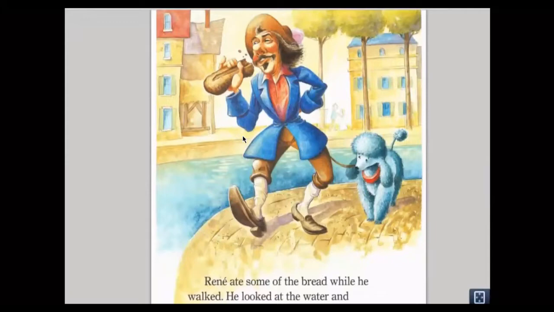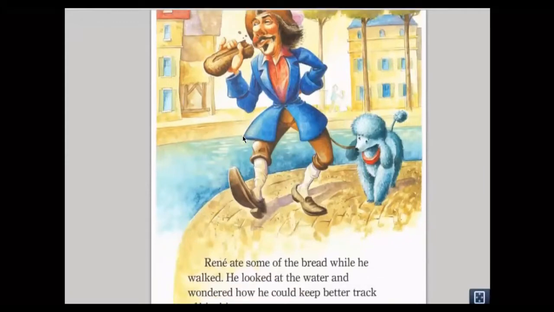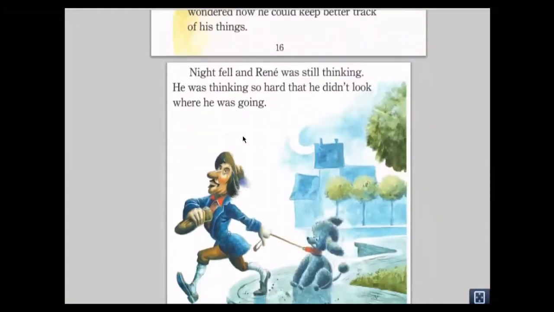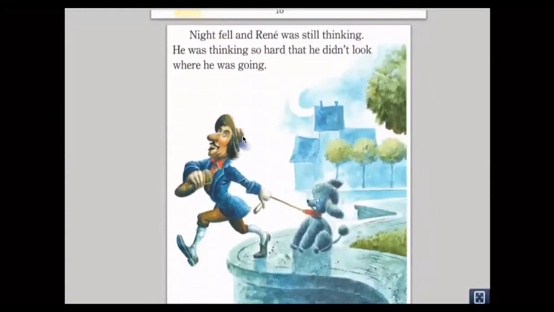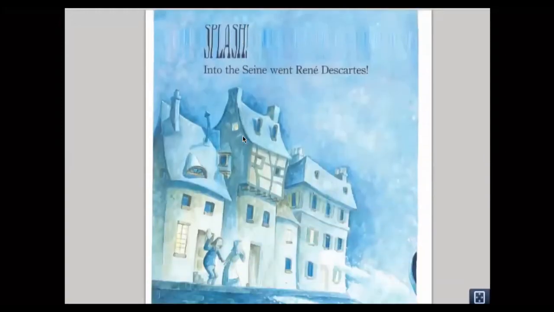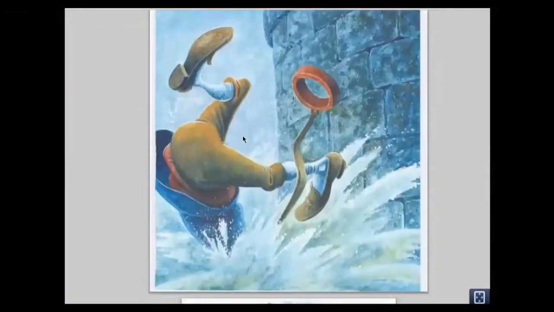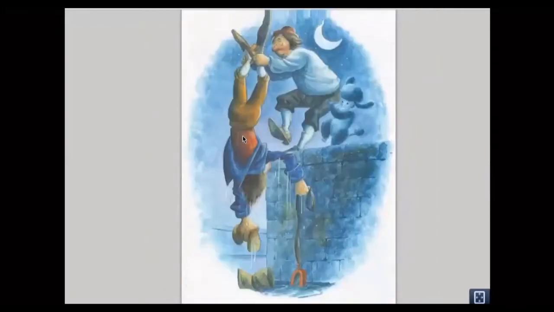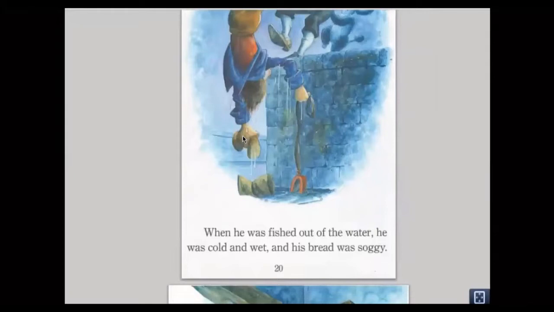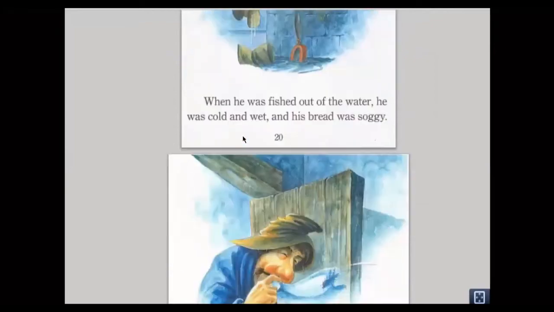René ate some of the bread while he walked. He looked at the water and wondered how he could keep better track of his things. Night fell and René was still thinking. He was thinking so hard that he didn't look where he was going. Splash into the river René Descartes. When he was fished out of the water, he was cold and wet, and his bread was soggy.